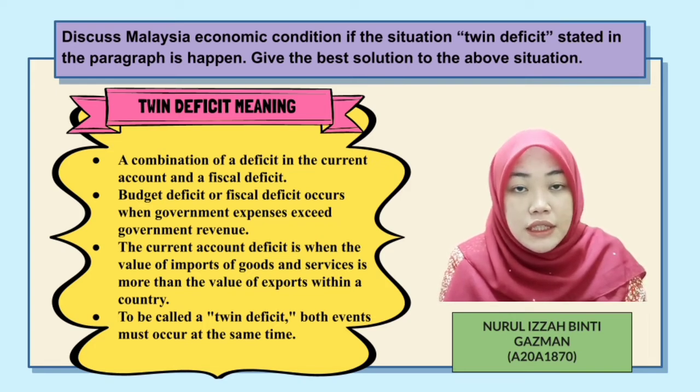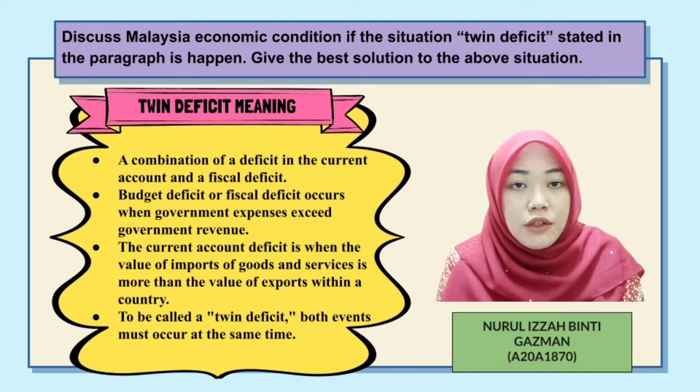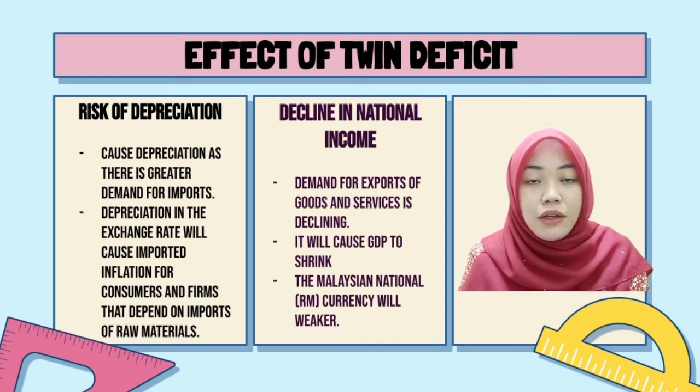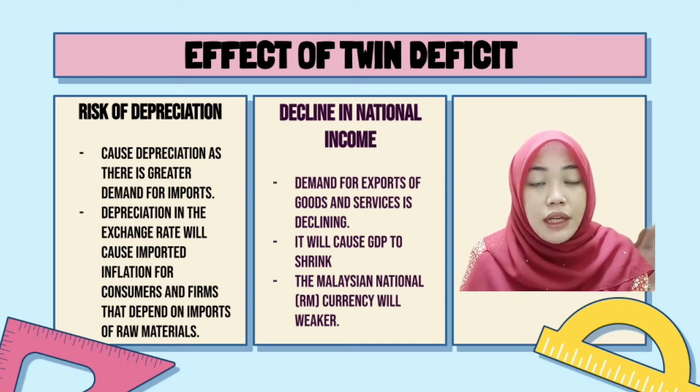Firstly, budget deficit or fiscal deficit occurs when the government expenses exceed government revenue. Secondly, the current account deficit is when the value of import of goods and services is more than the value of export within a country. To be called a twin deficit, both events must occur at the same time. If the twin deficit situation occurs in Malaysia, this will have a negative effect on the economy of the country.